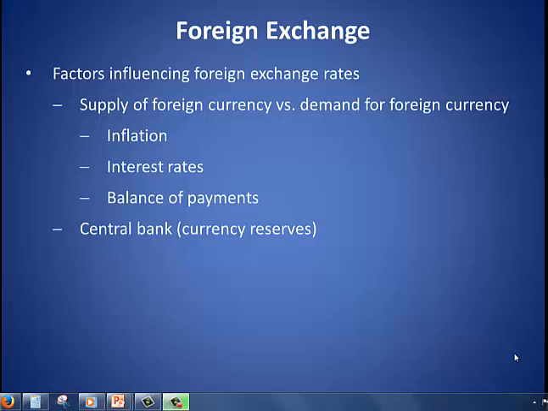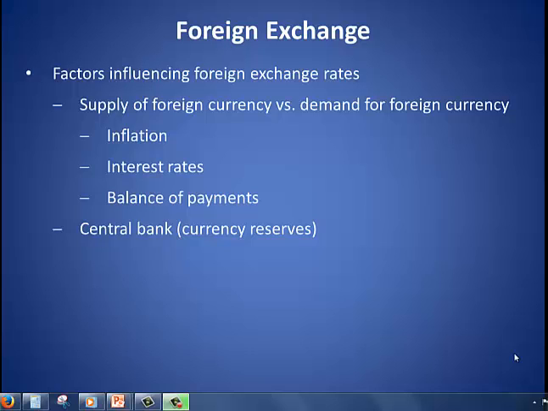So if you happen to be in country A, the people in country A want the currency because they're going to be spending money in country B, or they want to invest money in country B, so they're going to need country B's currency. So you're going to have the demand from the people of country A against what's available as far as currency goes in country B. And of course, if there's a higher demand, the exchange rates are going to change between the two countries' currencies.